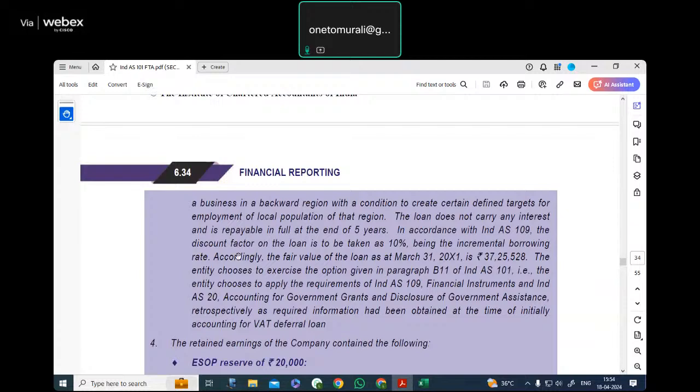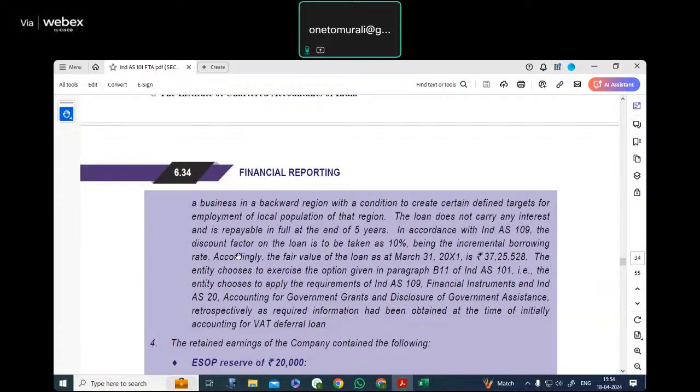In accordance with Ind AS 109, the discount factor on the loan is to be taken at 10%, being the incremental borrowing rate. Accordingly, the fair value of the loan on 31st of March 20X1 is 37 lakhs 25,528. The entity chooses to exercise the option given in para B11 of Ind AS 101. That is, the entity chooses to apply the requirements of Ind AS 109.